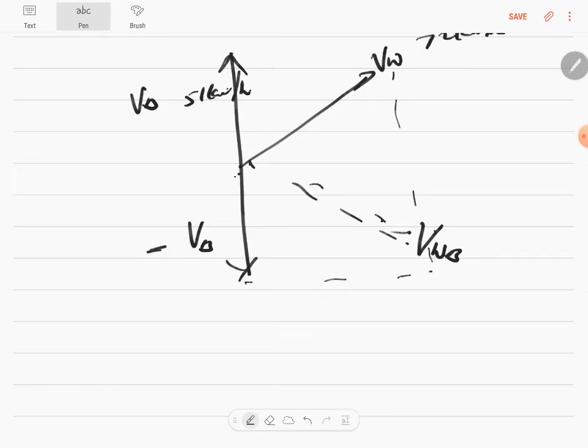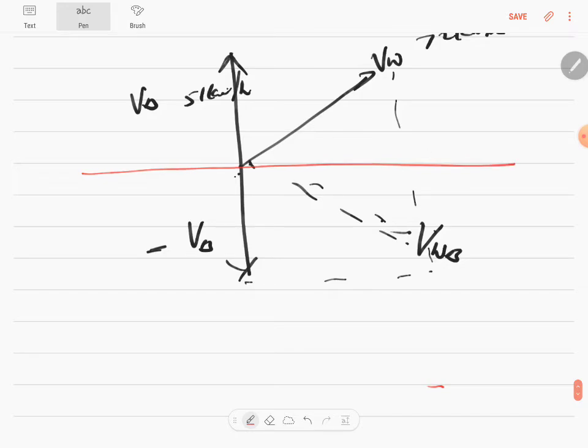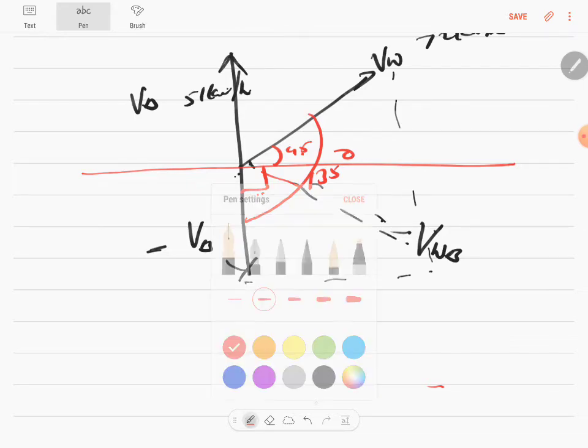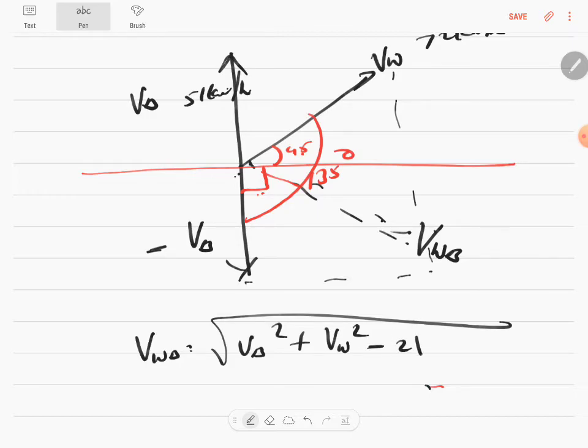Can you see? And the most important thing is that this is 45 degree, and this whole angle is 90 degree. And the angle between the two vectors now is 90 plus 45, so 135 degree. Correct? And therefore the relative velocity is root of Vb square plus Vw square. Relative velocity will always have a minus sign, the parallelogram law will have a plus. So 2 into Vb into Vw into cos 135 degree.